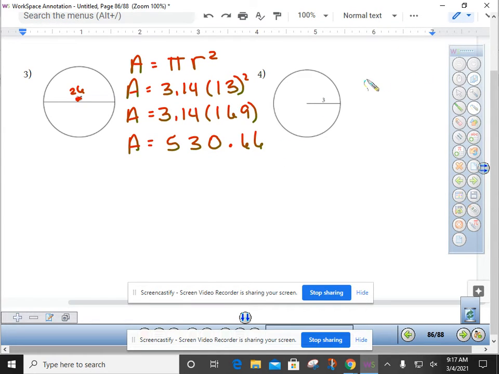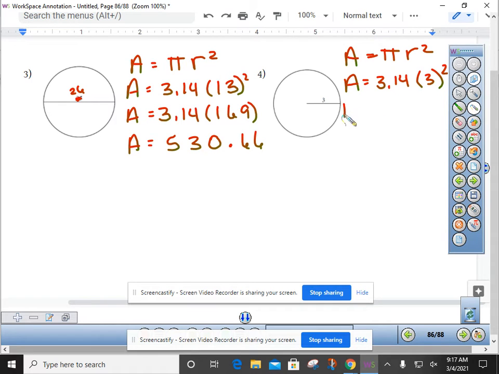Number 4, formula. A equals pi r squared. 3.14, what's the radius? 3. How come 3.14? Because that's what we use for pi. What's 3 squared? 9. Now, instead of relying on our calculator friends for this one, let's all work this out, because we might as well.